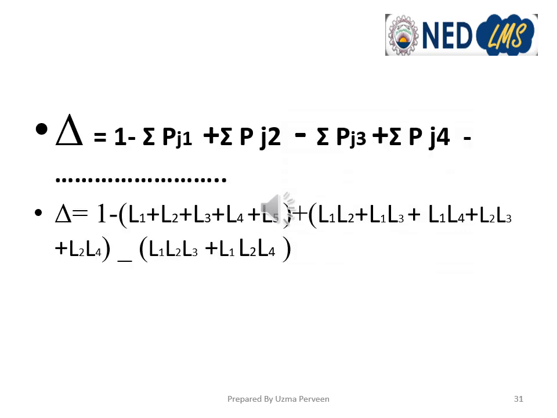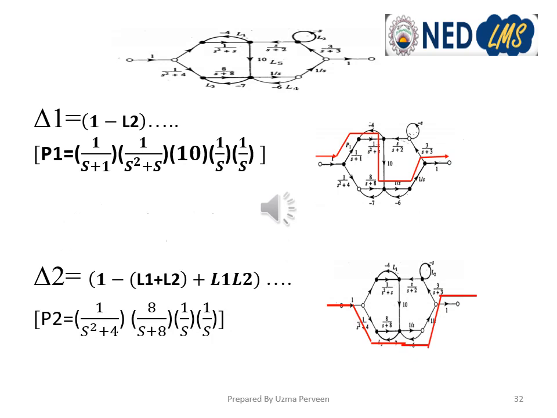Now, after so many examples, we have calculated all the summations of P j1, P j2, P j3, P j4 and so on. So I hope you can calculate del easily, and I have written the formula here. You just put in the values we have calculated and get the value of del. Similarly, to calculate del 1, we look at forward path 1, P1, and only L2 is non-touching to forward path P1. Therefore, the formula will become 1 minus L2. We just put in the value of L2 and then we get del 1.